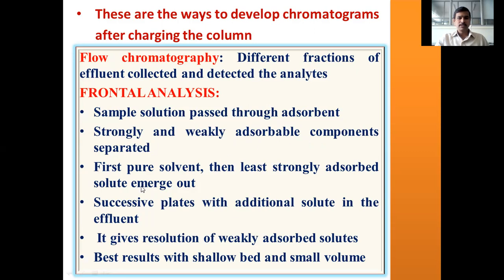During the elution process, first the pure solvent will come out. You will get a small spike in the chromatogram, and that will certainly be for the mobile phase. Then, soon after the elution of the mobile phase, the least strongly adsorbed solute will emerge. After the elution of the least strongly adsorbed species, intermediately adsorbed species will come out. Then the strongly adsorbed species will come out at last. This is the order of elution when we do flow chromatographic separation.